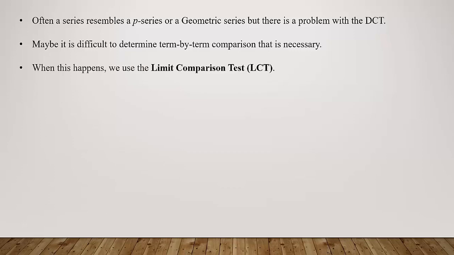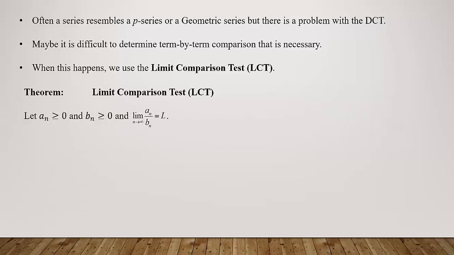So when this happens, we're going to use the limit comparison test, or I'll abbreviate that as LCT. So here's your limit comparison test. First, let's look at the preamble. a sub n greater than or equal to 0 and b sub n greater than or equal to 0. So we're still dealing with positive term series. We're going to create a limit here. The limit as n goes to infinity of a sub n over b sub n. And we're going to call that limit L.